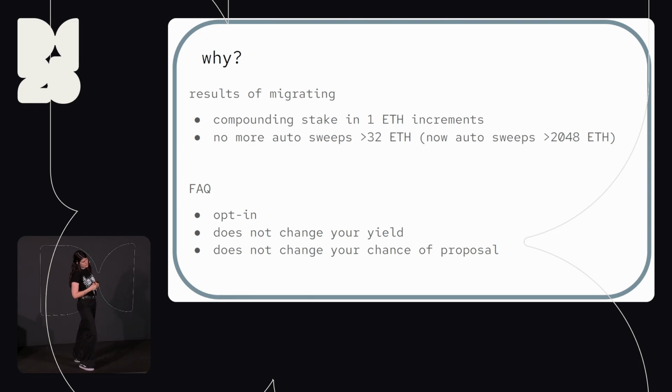Some frequently asked questions. This process is opt-in for existing validators, and actually for new validators as well. You can still opt into the old validator type. It does not change your yield. It does not change your chance of proposal. So no type of validator is more advantaged over the other, except that the old ones don't have auto compounding.